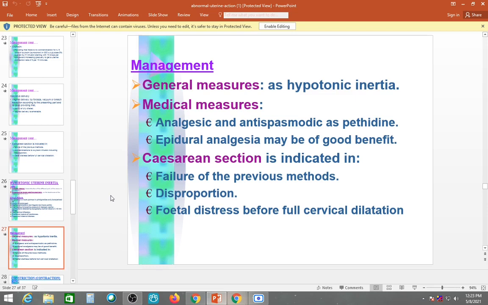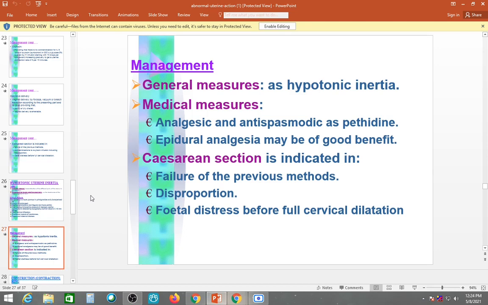Management of the hypertonic: what are the general measures? We have to do just like hypotonic. But here, syntocinon will not be given in a hypertonic uterine inertia. But measures like positions of the mother, then the psychological support of the mother, lie the mother in the lateral position, and emotional support to the mother. All these general measures will be given.